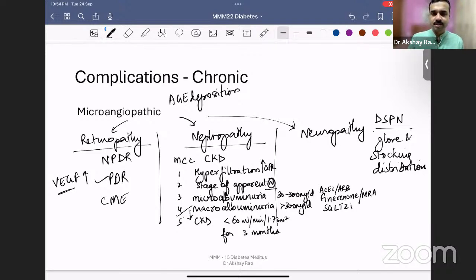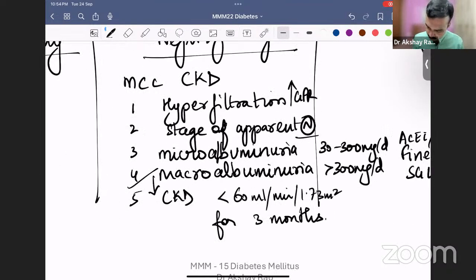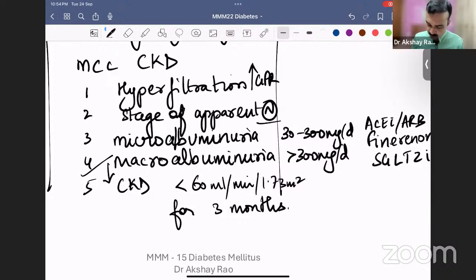Any doubts for today's? I'm sorry, some places I created that confusion. Microalbuminuria is between 30 to 300. 300 and above is macroalbuminuria. I hope I have not made any inadvertent mistakes. If I have, please correct me then and there. When we are speaking, sometimes we don't realize we said something wrong. But if you get to know, please stop me there itself.